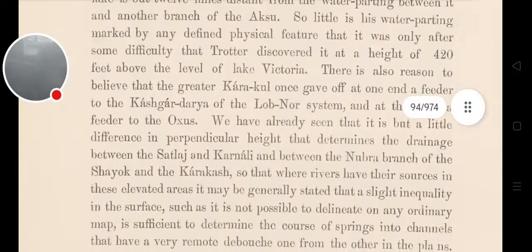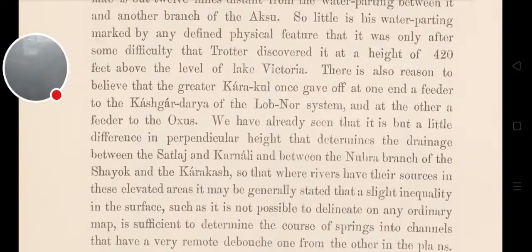So little is this water parting marked by any defined physical feature that it was only after some difficulty that Trotter discovered it at a height of 420 feet above the level of Lake Victoria. There is also reason to believe that the Greater Karakul once gave off at one end a feeder to the Kashgar Darya of the Lobnar system and at the other a feeder to the Oxus.